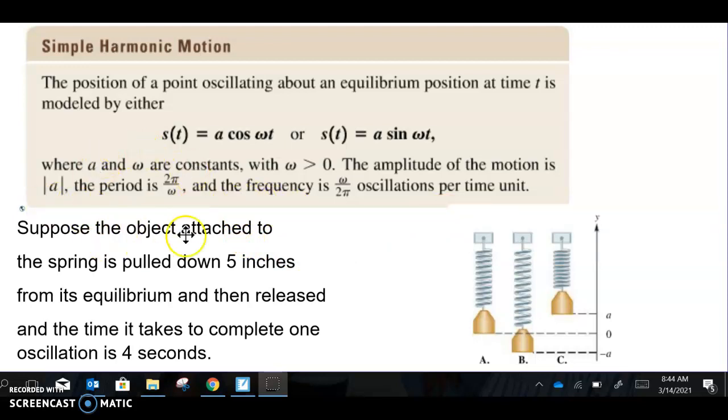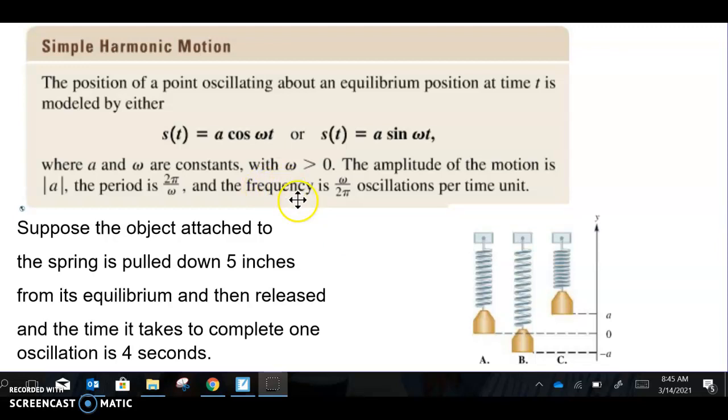The period is 2 pi divided by omega. In our equations, we had A times the cosine of bx plus c or whatever, and our period was 2 pi divided by the number in front of x. Well, it's the same here. The period is 2 pi divided by the number in front of t. We're using t instead of x because this is modeled over time.